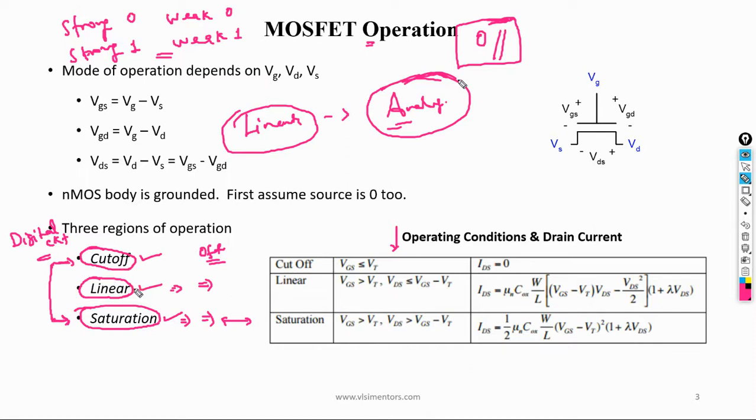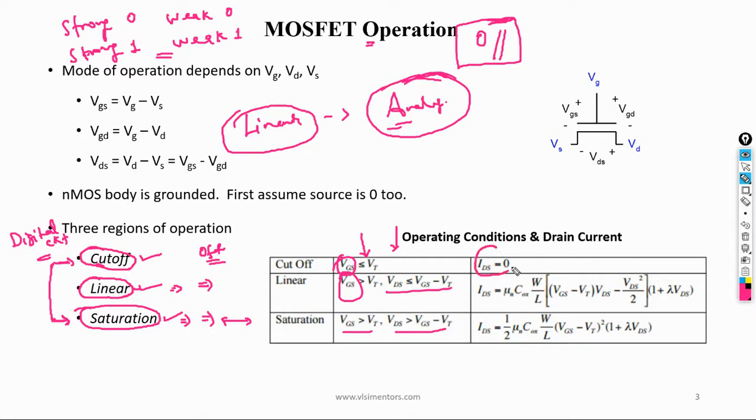Analog guys would use the linear region, and the digital guys use only the cutoff and saturation. There are some important things. What is the condition for each mode? What is the condition for cutoff, for linear, and for saturation? So try to go through it. Next week we'll explain in detail.